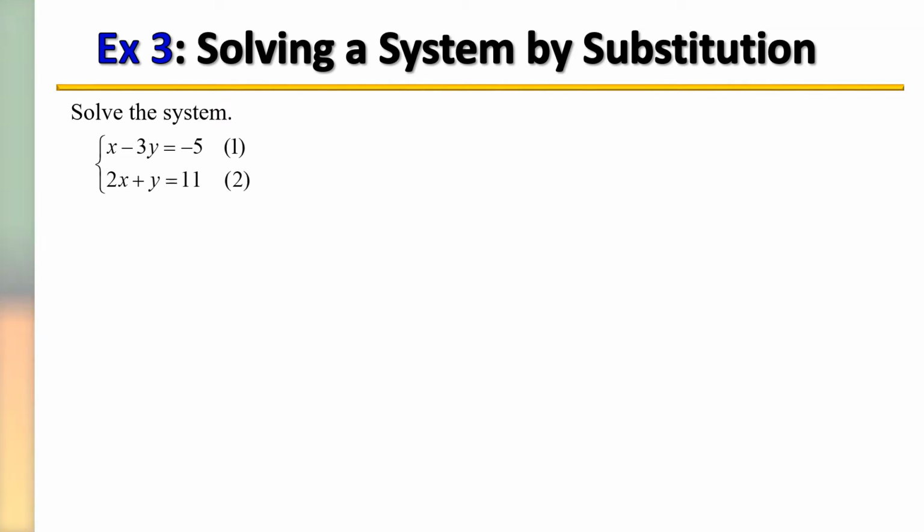Okay, in this example, we're going to solve the system by substitution. Step 1, recall, is to look for a variable term that has a coefficient of 1 or -1. Notice in equation number 1, it would be the x. In equation number 2, it would be the y, so it does not matter which one you decide.